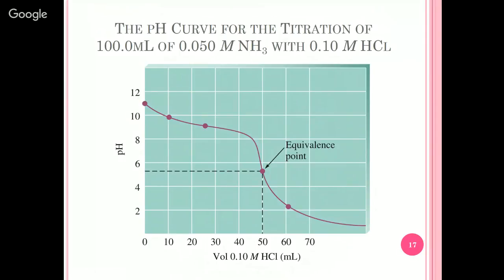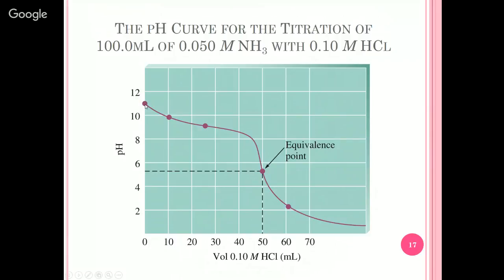So for this titration curve, instead of a weak acid titrated with a strong base, now we are titrating a weak base with a strong acid. Initially, our pH looks like it's approximately 11. The pH here is determined only by the ammonia that is in solution. With 0.05 molar ammonia, set up an ice table, use the equilibrium expression with Kb, and solve for OH minus. That's how we get this pH.